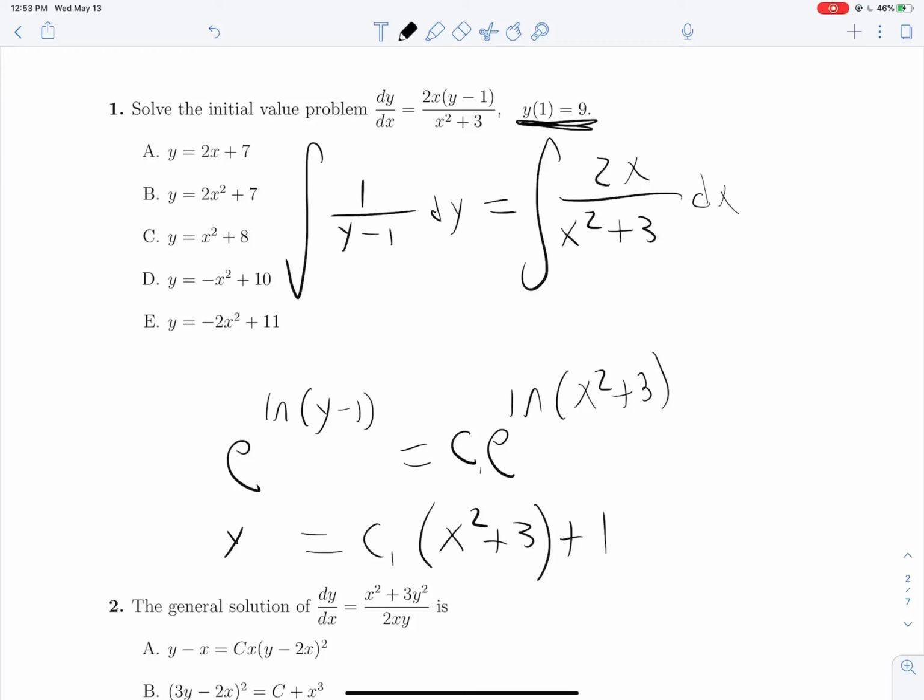and we're ready to solve with this initial condition here for our value of c1. We're told that 9 is equal to c1 times 1 plus 3, plus 1. We'll subtract that. We get 8 here, 4 here, so c1 is 2. I'll replace that, and then we have our solution here. This is 2x squared plus 7. And if I get the correct answer key, yep, B is correct for number 1.